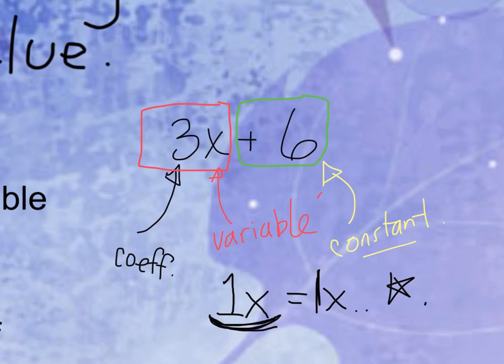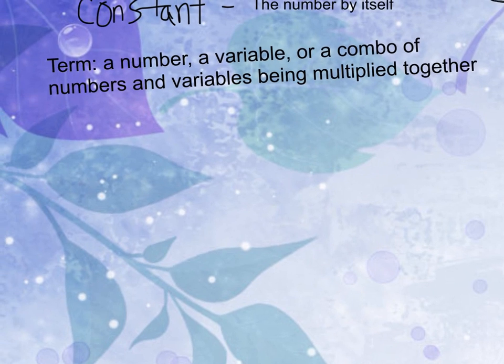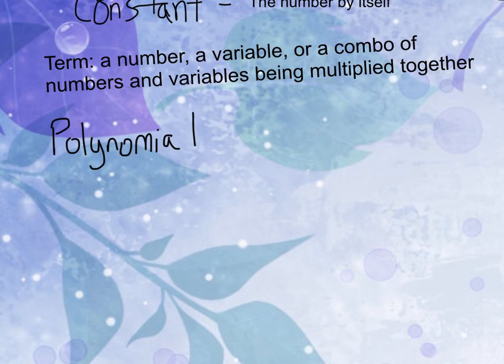Okay, so let's now define polynomial. The word polynomial literally translates into many terms. The prefix poly means many, and nomial in this case means terms. So a polynomial is basically a math expression that contains many terms, although that can be a little bit misleading because technically a polynomial can also just have one term.